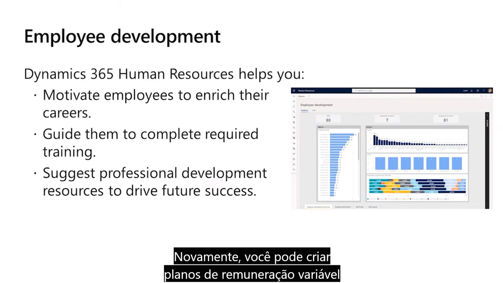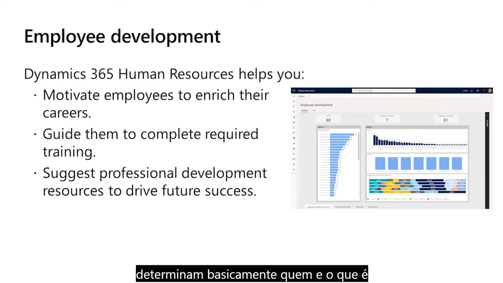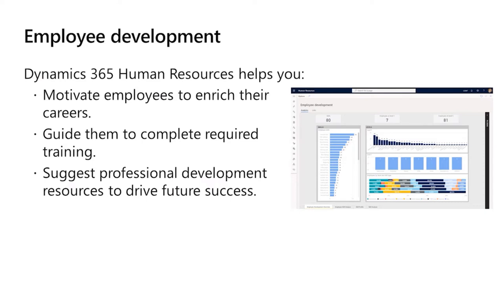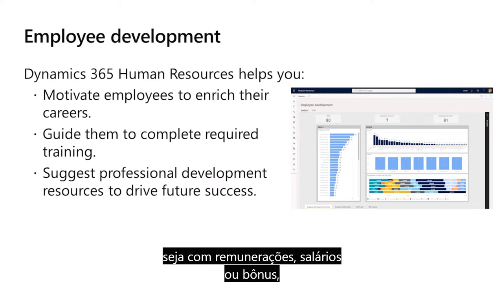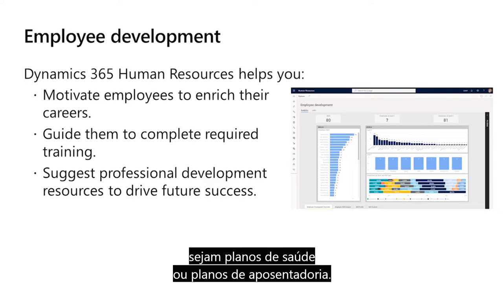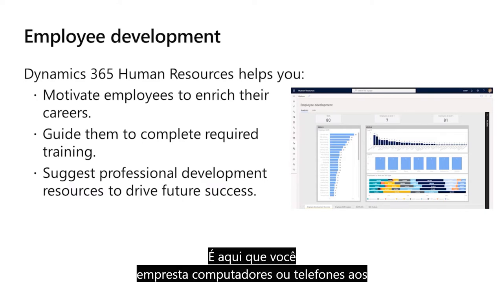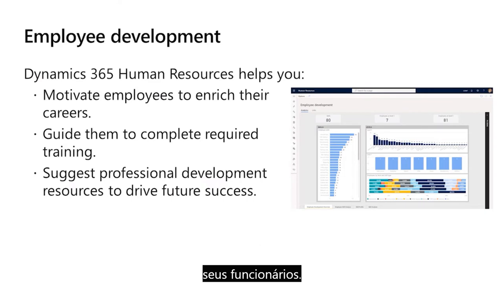Again, you can create variable compensation plans that have their own set of defined rules that basically determine who and what is the criteria for that plan. Now, in addition to compensating your staff, whether it's with wages, salaries, or bonus, you can even develop benefit programs, whether it's health insurance or retirement plans. And you can also manage your benefits, such as loan programs. And this is where you are loaning out computers or phones to your employees.